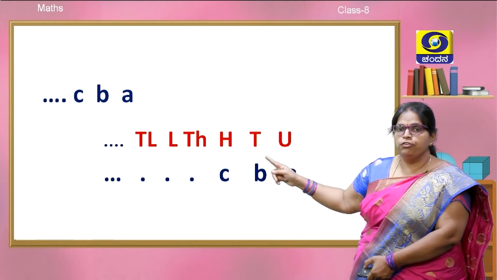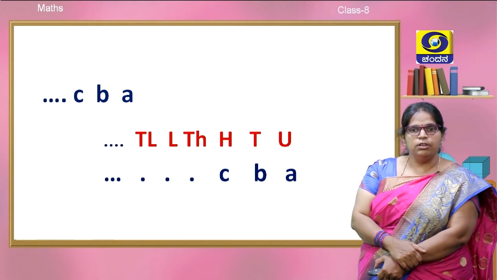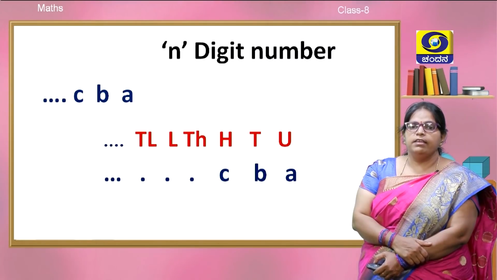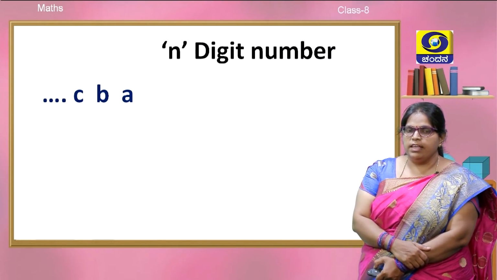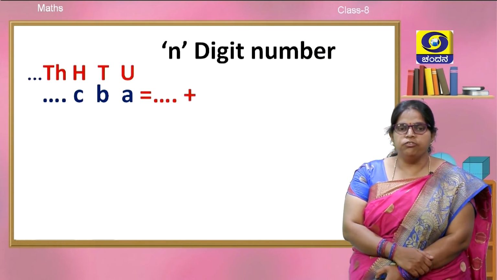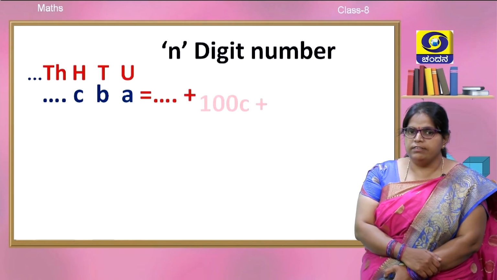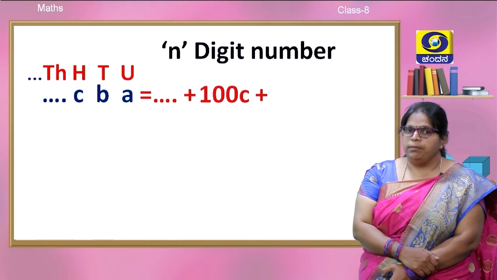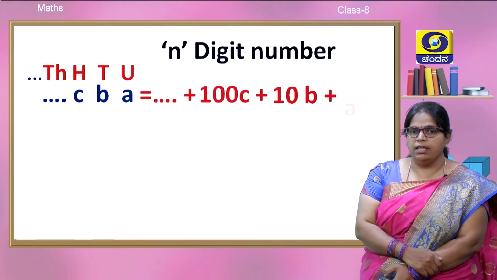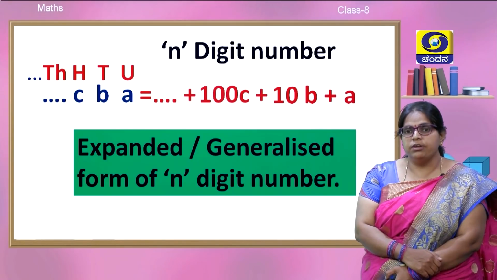Yes, 1, 2, 3, 4, 5, 6. It continues, isn't it? So, you are right children, it has many digits. So, this is called as n digit number. Let us expand n digit number. Here, keep the dots to the left of C as it is, plus hundreds place you have C, 100C, tens place you have B, plus 10B, units place you have A, plus A. This is called expanded or generalized form of n digit number.